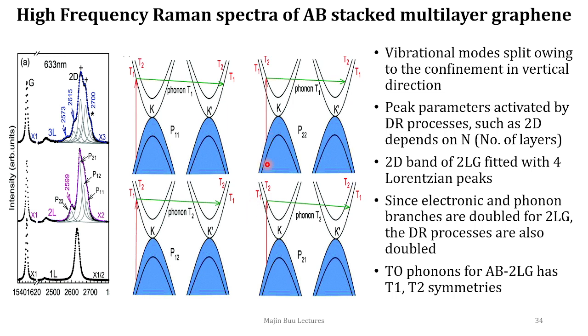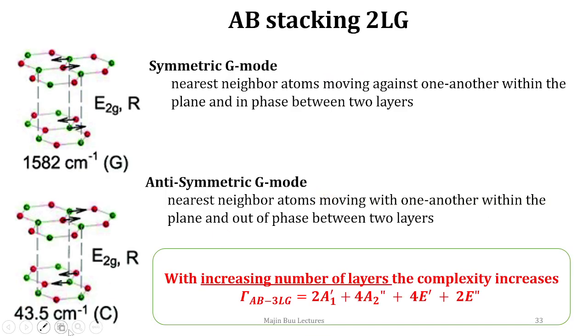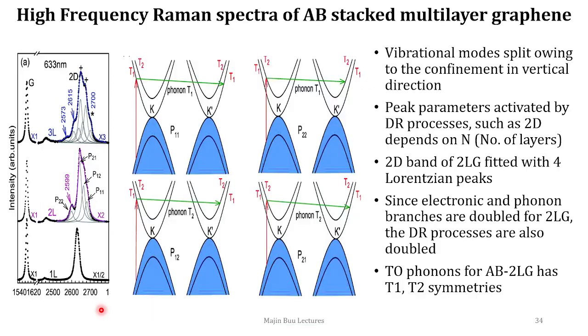Now, this is with respect to the high frequency mode. The ultra low frequency mode is actually a bit more interesting. So here, this is what we had discussed. You have the C mode that was shown in this particular case as seen here, which occurs at a very low frequency or a low wave number, 43.5.